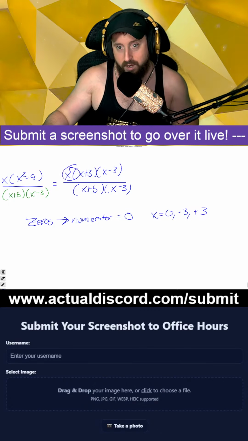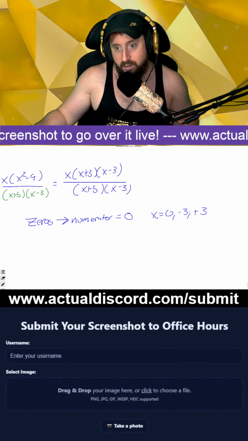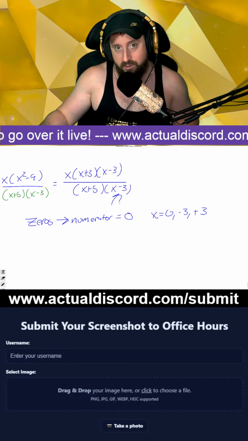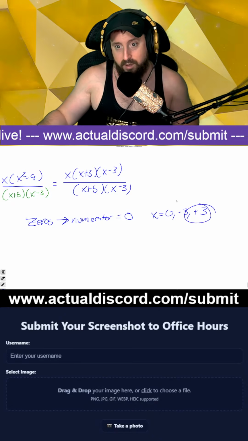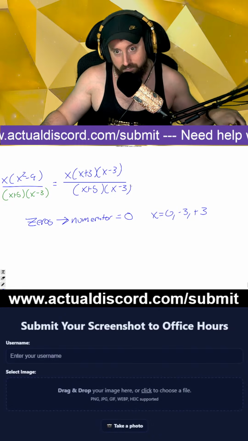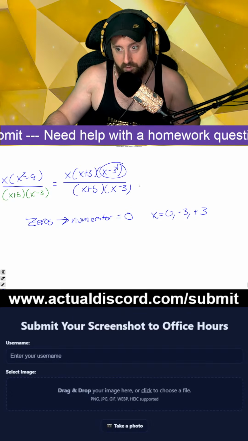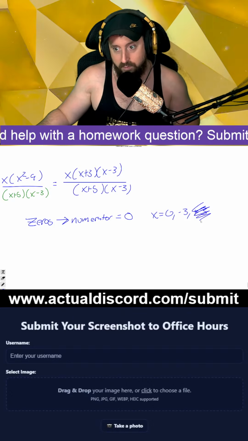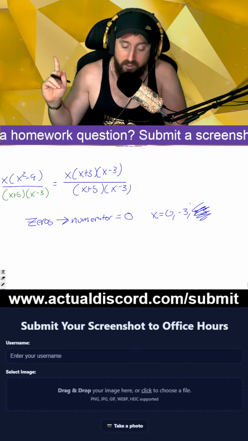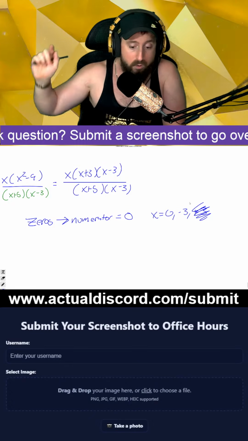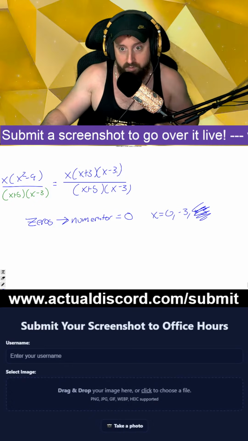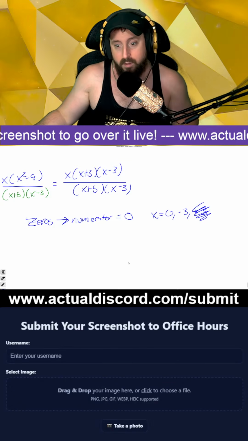So 0 is fine, because this doesn't turn to 0. Negative 3 is fine, because this turns to minus 6. Plus 3 does not work, because plus 3 would cause both of these to be 0. So this is not a 0. This is actually going to end up being something special, which is called a hole. A hole is where you get 0 over 0, or in this case, where these two cancel.